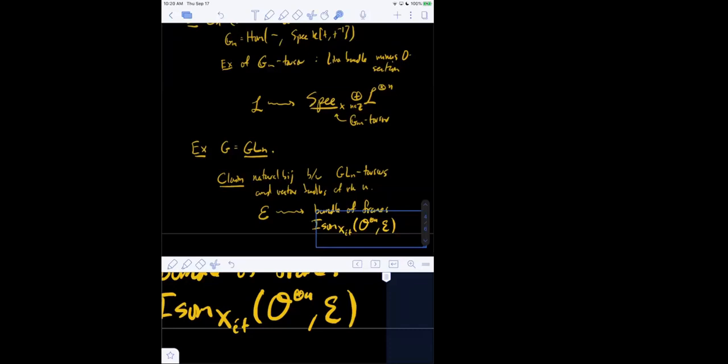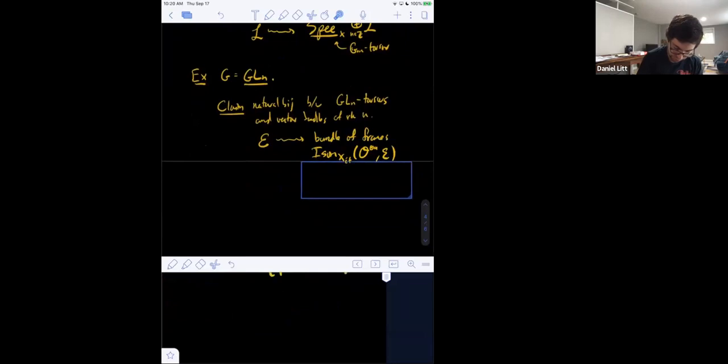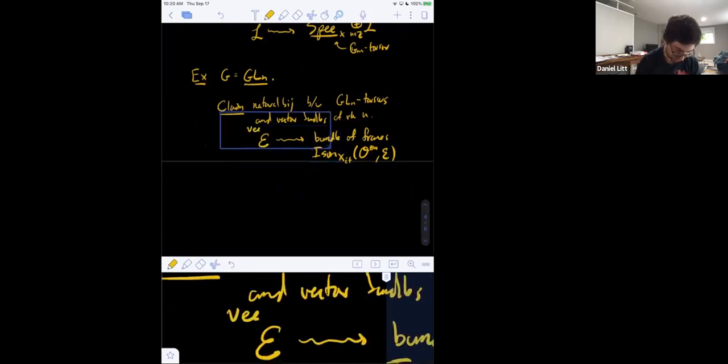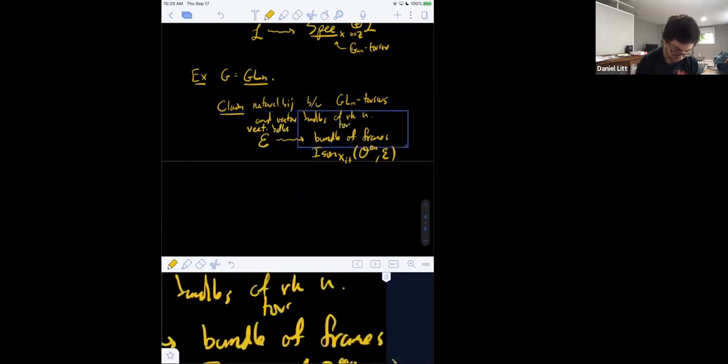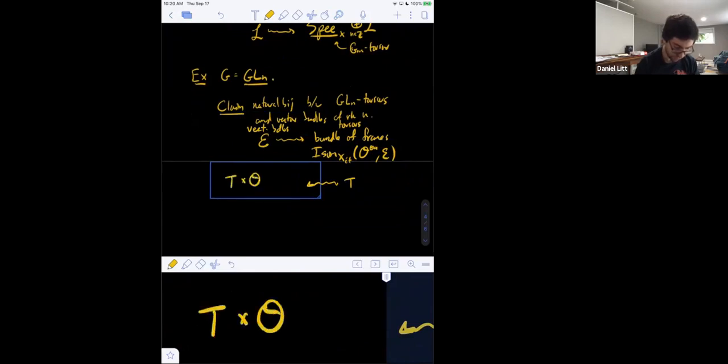What is the inverse to this? Yeah, that's a good question. So suppose you're given a GLN torsor, so suppose you're given some T. Here, maybe let me make a table. So this is vector bundles here, and this is torsors. So how do you go from a torsor T to a vector bundle? Well, one way of saying it is you take T times OX to the n, and then you quotient out by GLN.